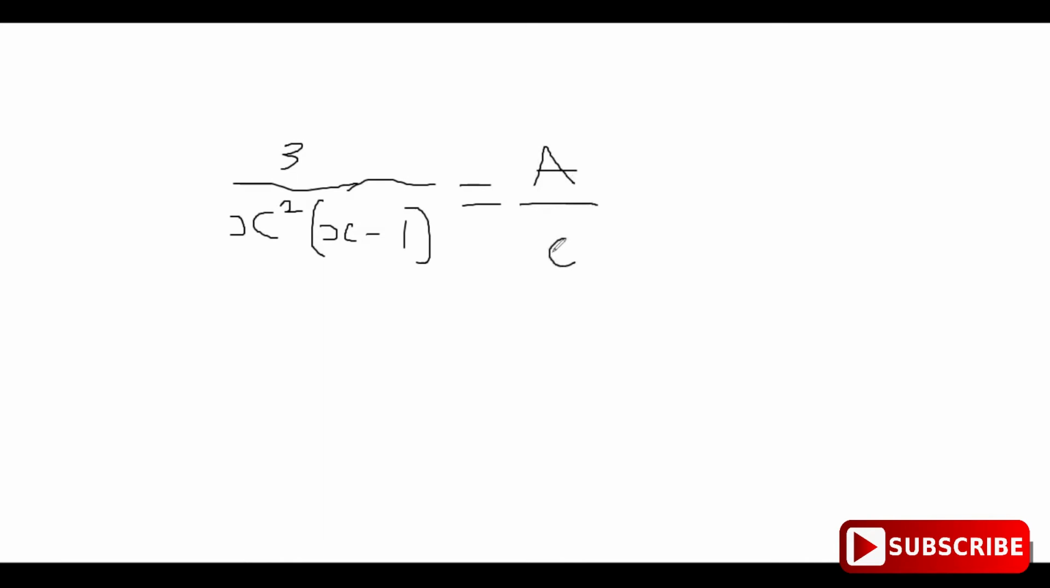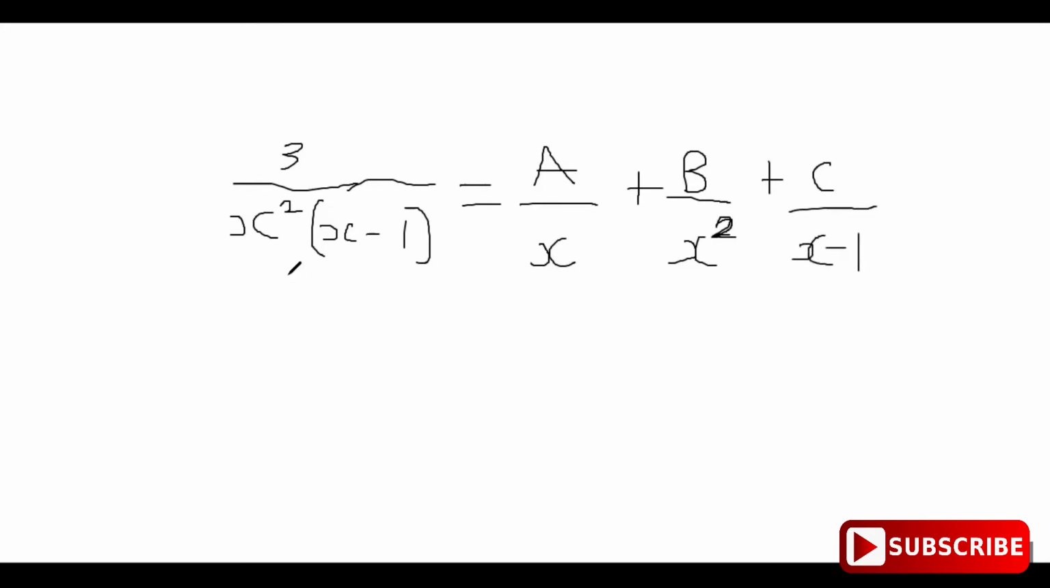And so you go 3 over x squared times x minus 1. I can always write that as a over x plus b over x squared, because this is repeated linear, plus c over x minus 1. That's how we'd write this one, right?